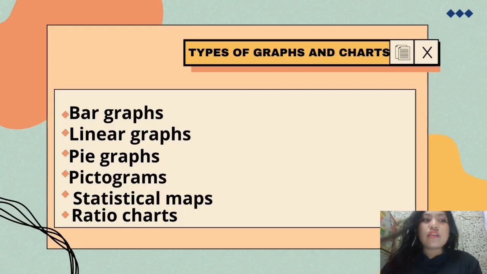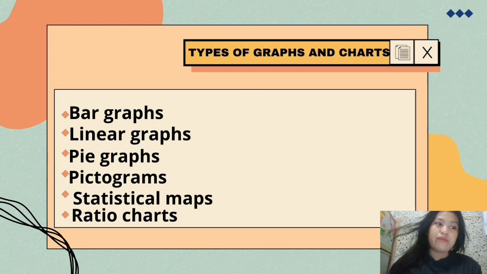Types of graphs and charts. Bar graph. Bar graph is a chart or graph that represents categorical data with rectangular bars with heights or lengths proportional to the values that they represent. Linear graph. A line graph which is a whole unbroken line. Ito po yung line na it's either paangat o baba ang ratings po ng data nyo.